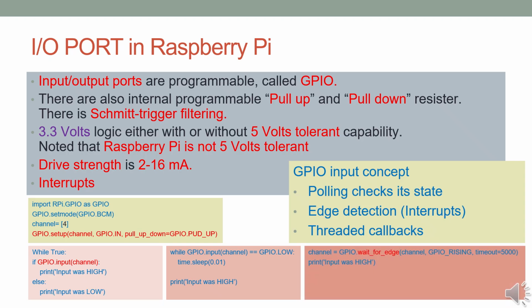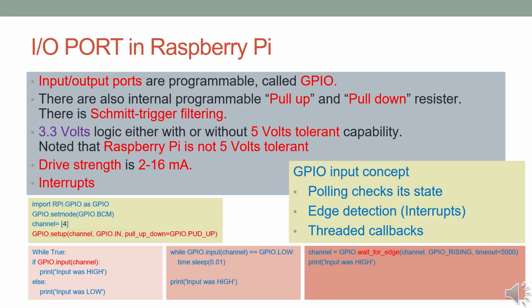Let's continue. Here's a brief summary. The input-output ports on a Raspberry Pi are called GPIO, which stands for General Purpose Input-Output. These GPIO pins come with useful built-in features, including programmable pull-up and pull-down resistors, Schmitt-trigger circuits for noise filtering, the ability to act as interrupt sources, and output current capabilities in the range of 2 to 16 milliamps. Specific calculations are beyond the scope of this clip.